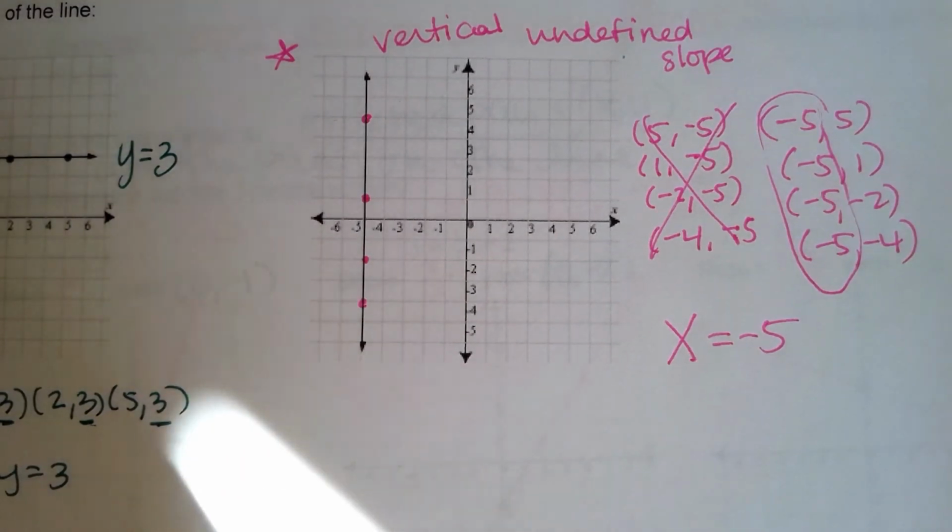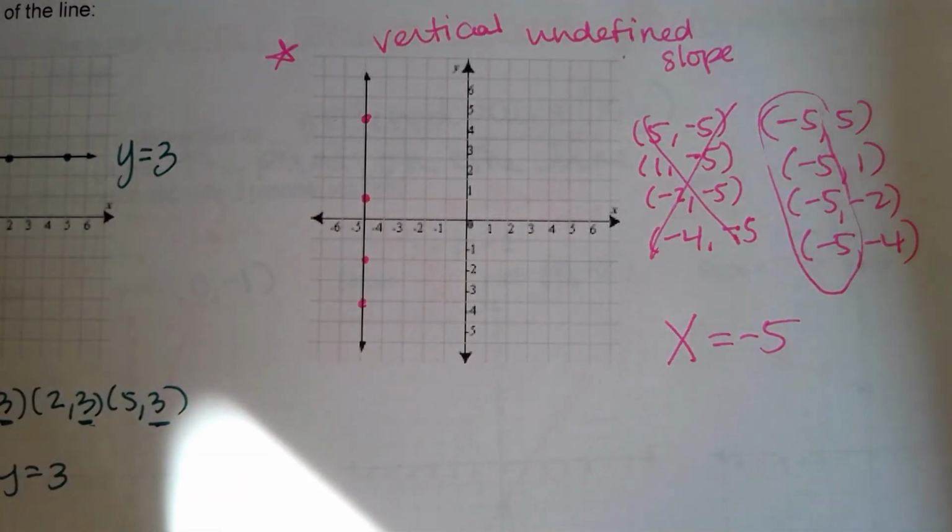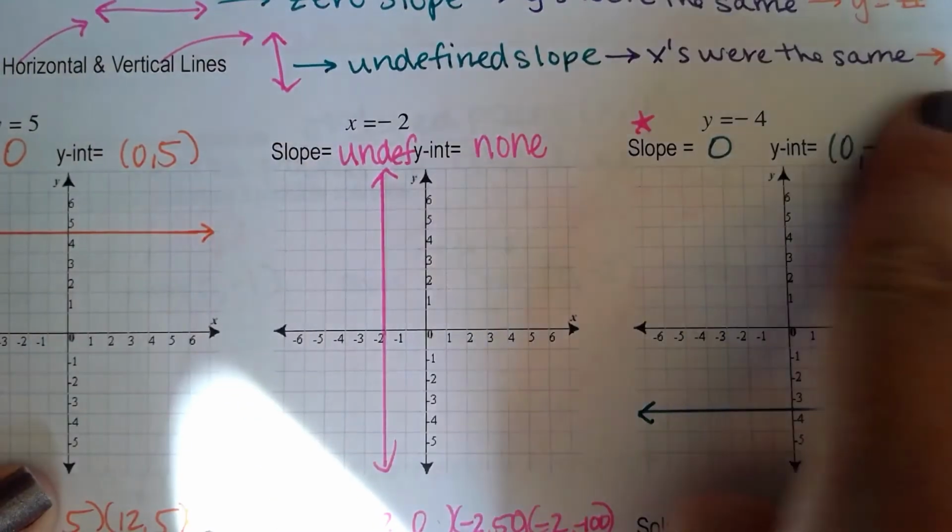All right? So that's horizontal and vertical lines. Those should be your easy equations to write too, if you can just remember this top right here.